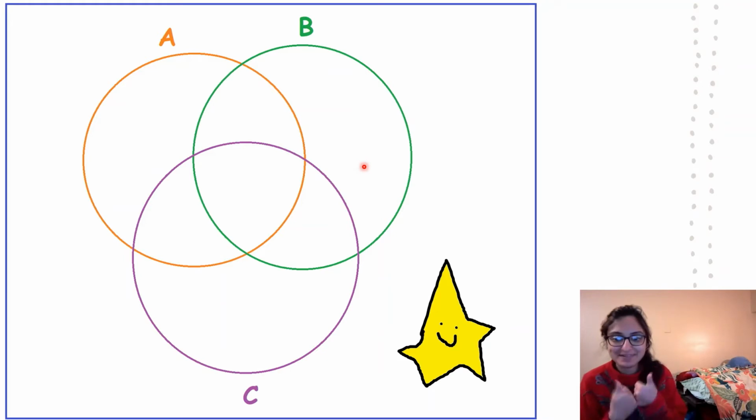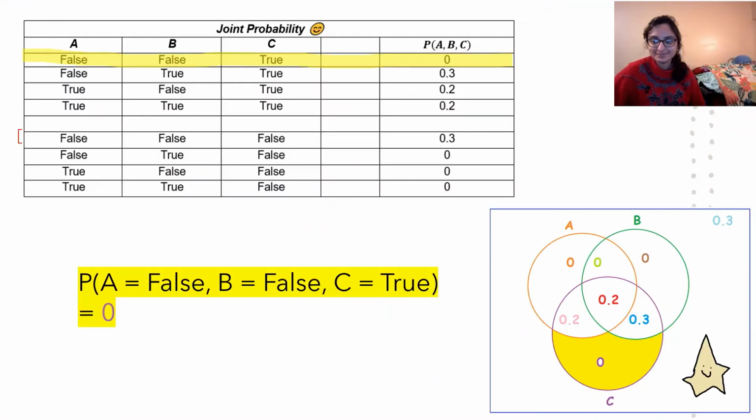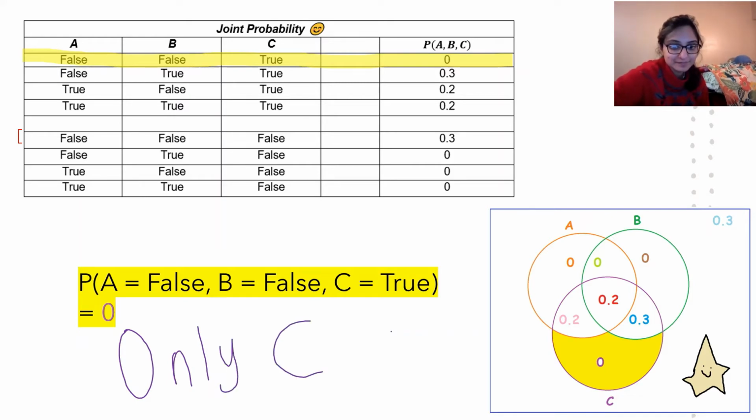So let's see how we label this. Starting off with A is false, B is false, and C is true, that is 0. What this is saying is that C is true and A and B are false. So we want only C. A cannot happen and B cannot happen, but C is true. So we only shade the region where C is true.